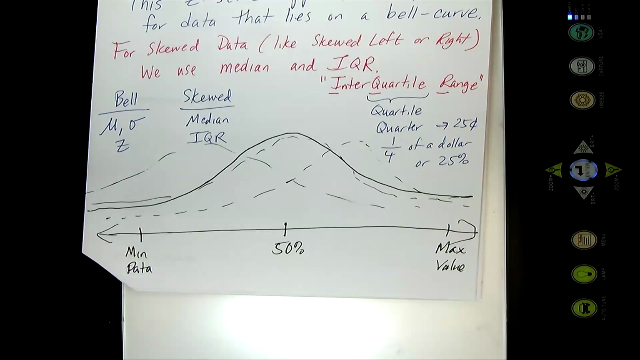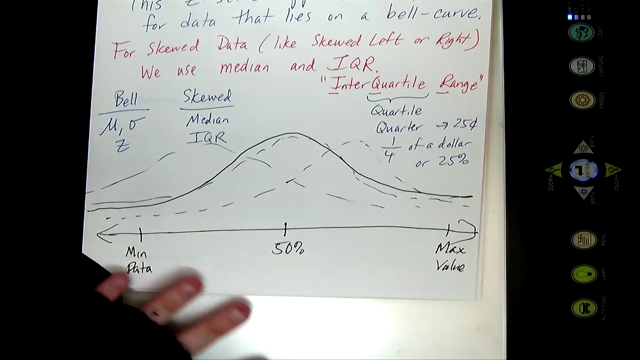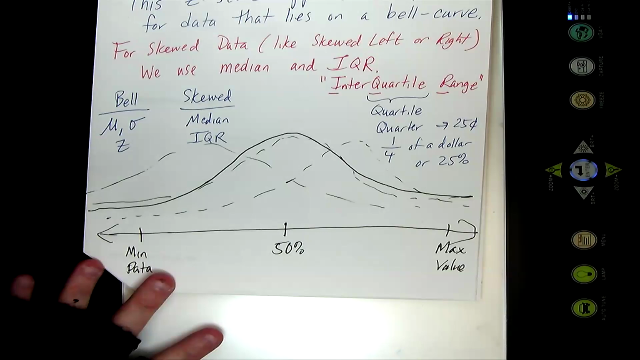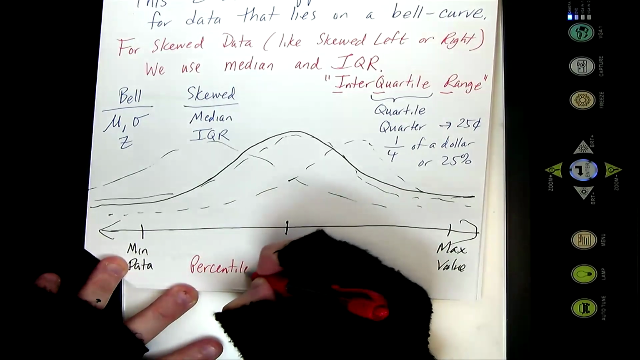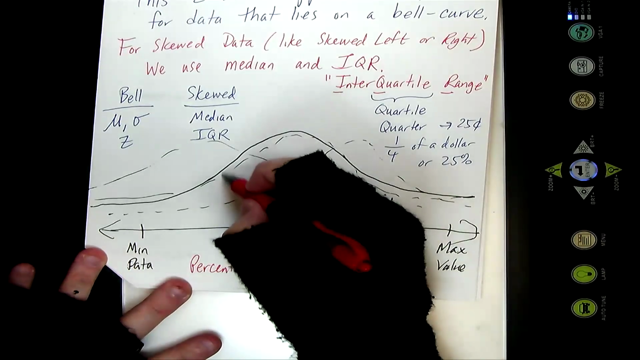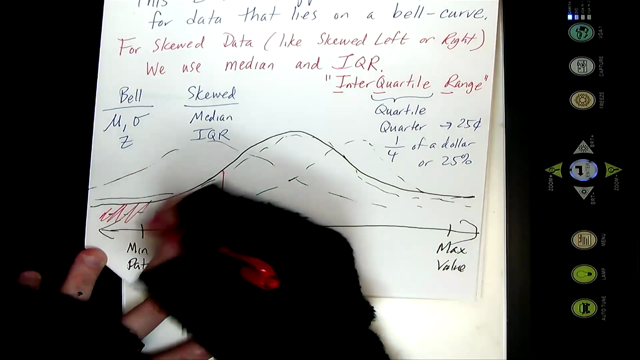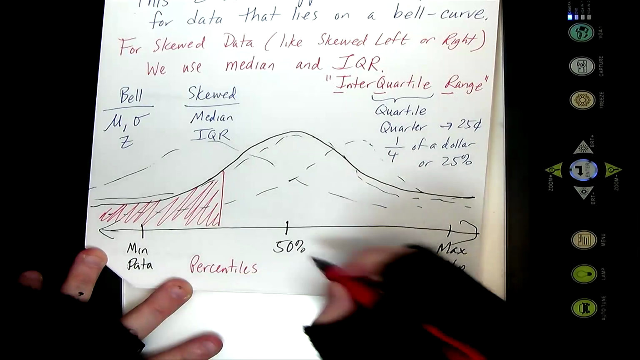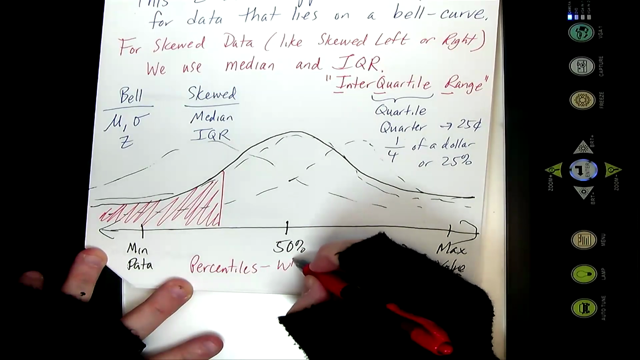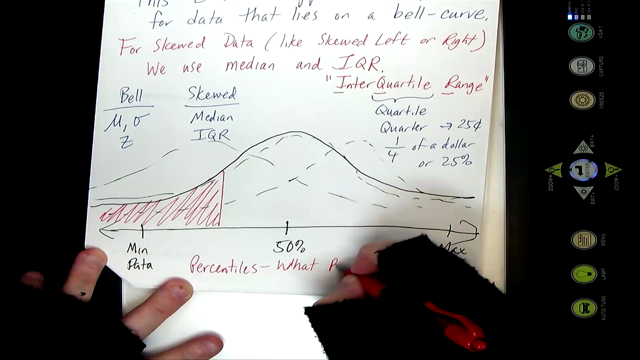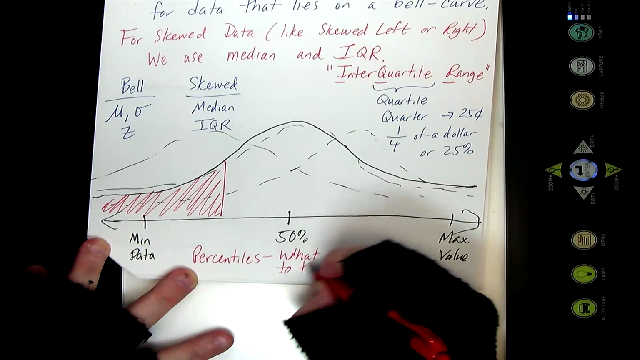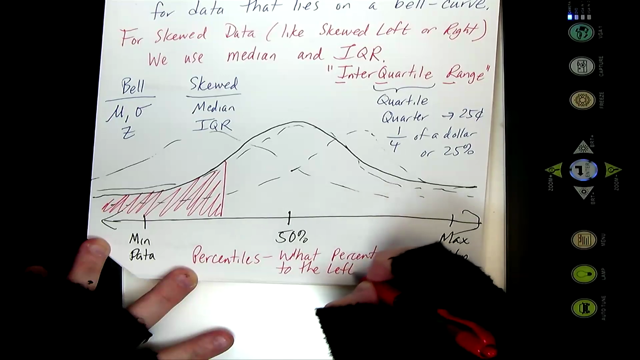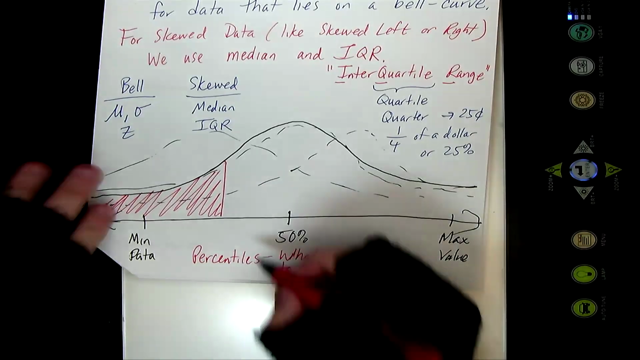50% is there, I told you there was 50% to the left or 50% to the right. The way we do something called percentiles is, what percent is to the left? That's what a percentile is.